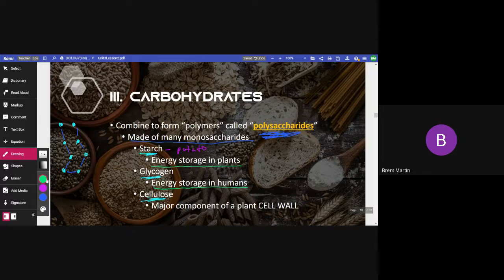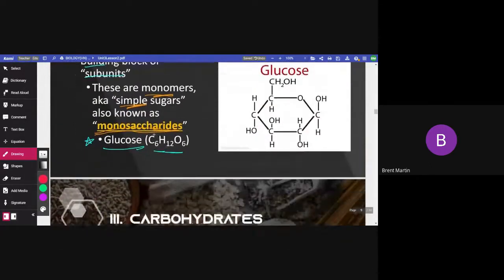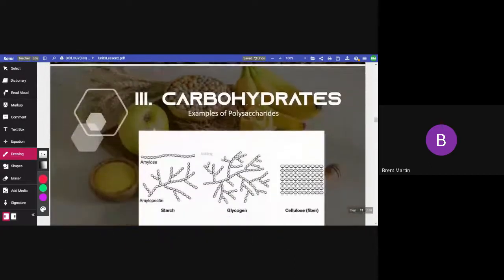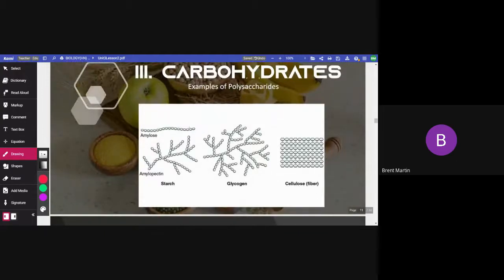Now, the last one you've got left is cellulose. The way you remember that is the first part, cell, tells you that it's a major part of a plant's cell wall, right? So if you can remember cellulose, then you'll remember it's a major part of a plant cell wall, okay? Nice and easy. So you got your monosaccharides, and then you got your polysaccharides. This is some examples of what they look like.